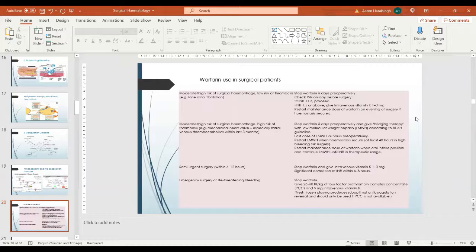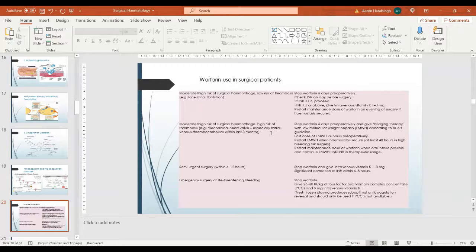If the patient has a moderate risk of hemorrhage from surgery, but a high risk of thrombosis, then in those cases, you can stop the warfarin 5 days preoperatively, bridge with low molecular weight heparin, giving a last day dose 24 hours before surgery, and then restart on this low molecular weight heparin 48 hours afterwards if there's secure hemostasis and if the bleeding risk is not high.